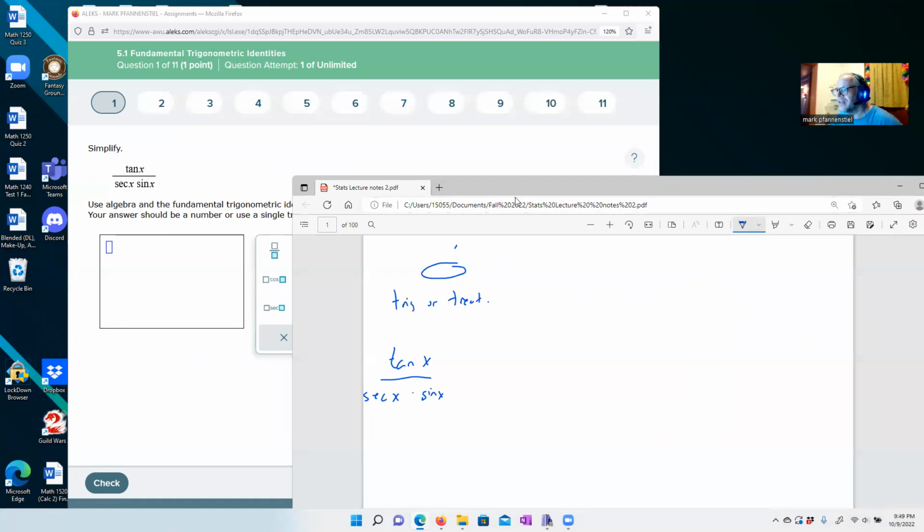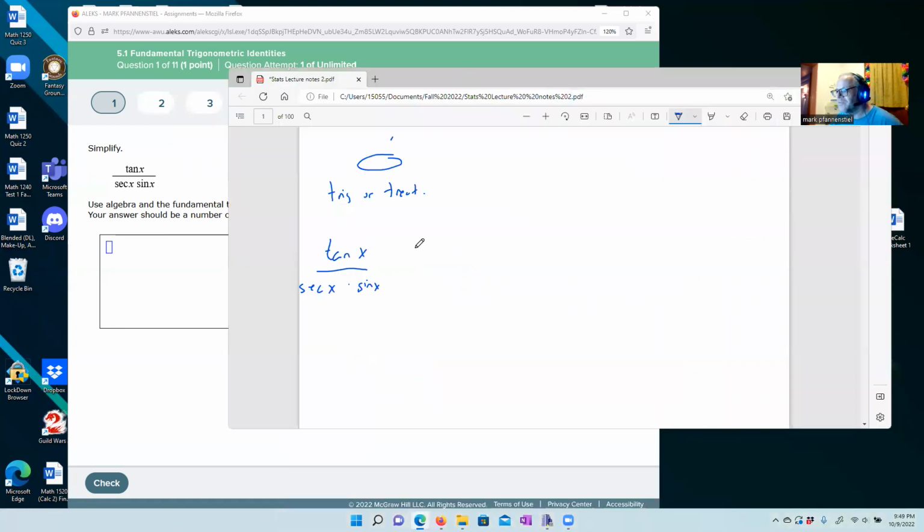Okay? Sometimes there's more advanced things to work with, but one strategy you can use is to turn everything into sines and cosines and then hope that everything works out. So we're going to say that tangent is sine x over cosine x. Secant is really 1 over cosine x, isn't it? Times sine x, and we're going to multiply these together. Cosine times 1 over cosine, that's going to be 1.